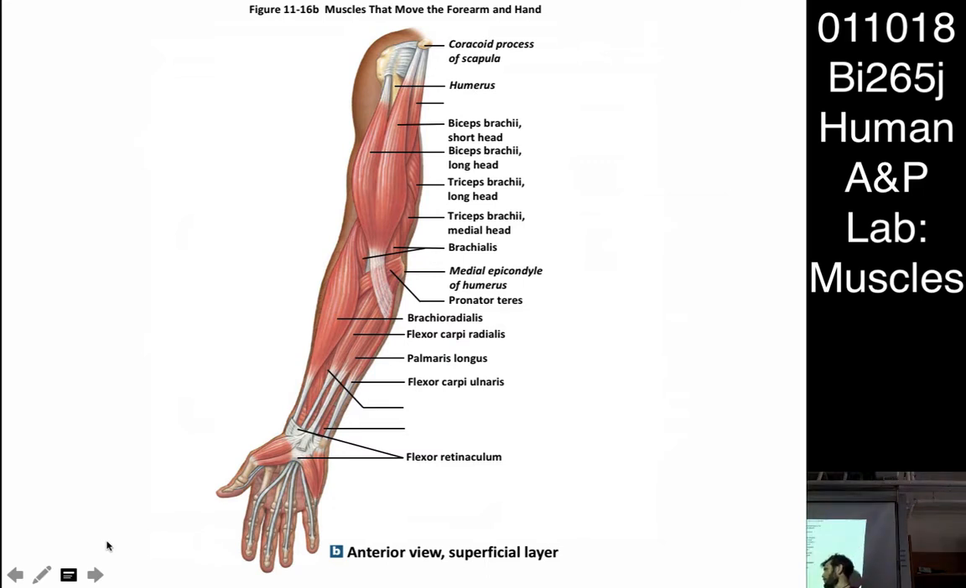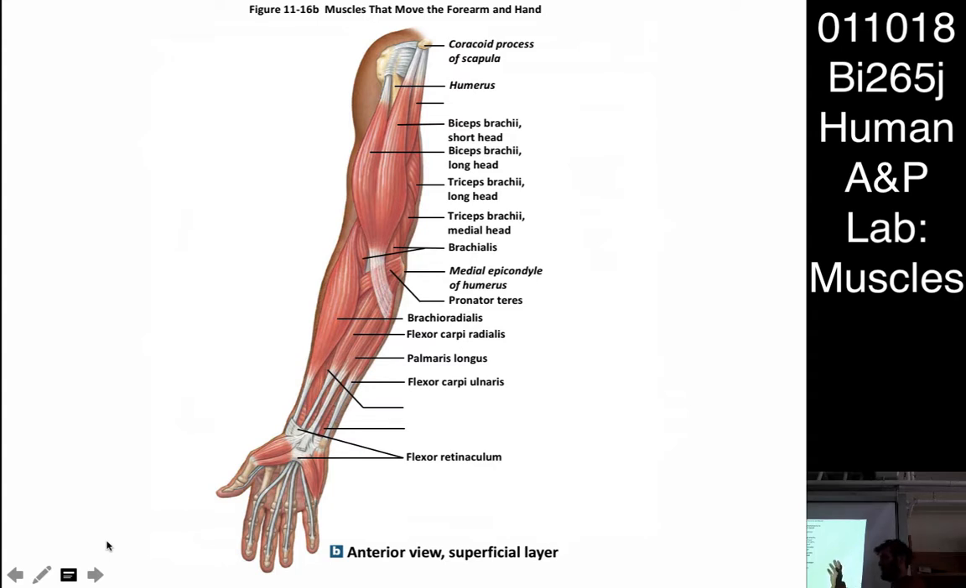Then there is the important flexor retinaculum. The flexor retinaculum is like an aponeurosis, but aponeurosis is connecting muscle to muscle. Retinaculum is a tendinous connective tissue sheet that's not connecting muscle at all. It's not really a ligament. It's a connective tissue sheet that is providing a conduit for other tendons to work against, is what it is.